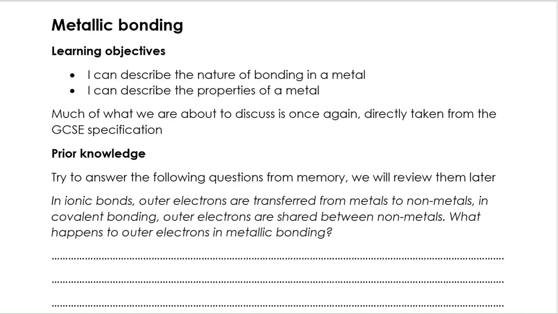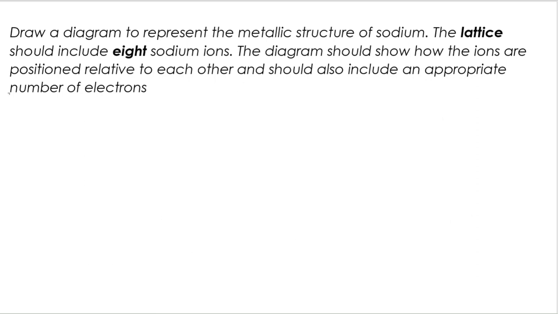And that is that the outermost electrons, the outer principal energy level electrons, are delocalized. Now that means that they can move through the structure. They don't stay with the atom that they were with. So let's move on and let's look at how we can represent the metallic structure.